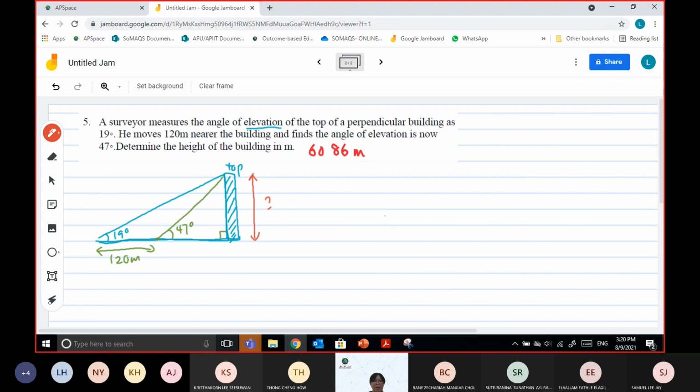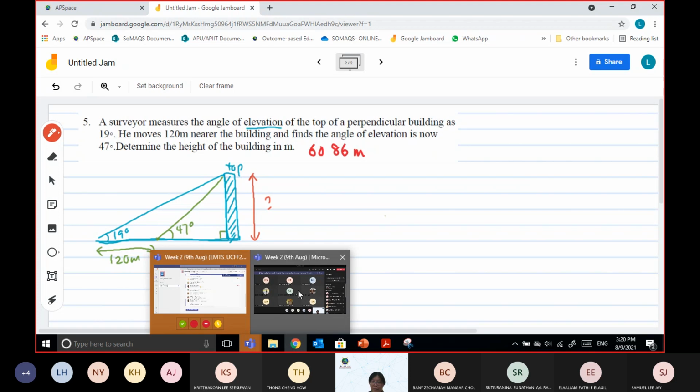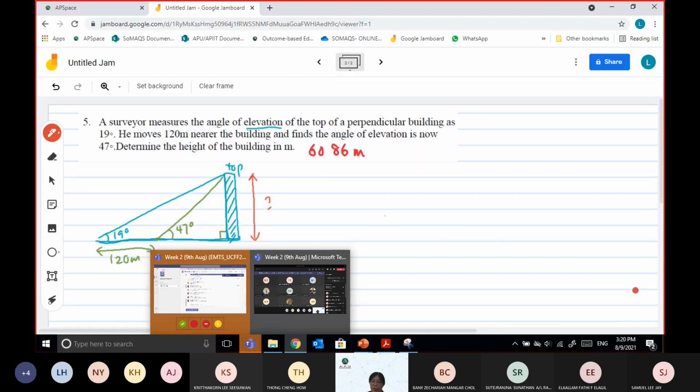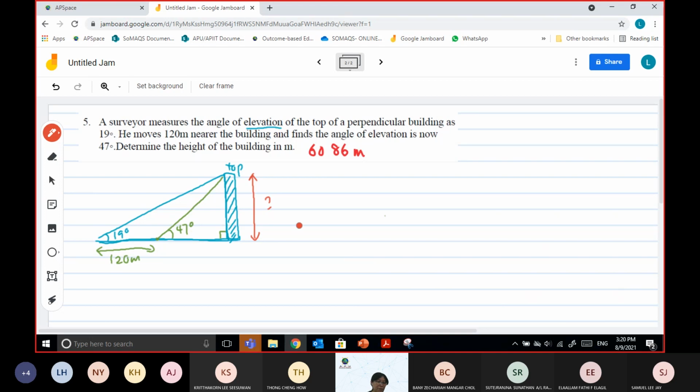Or can anyone share the solution for this question? Can we have the next student? Junho, have you done this question, number 5? Junho, yes or no? Yes, okay, so please share your solution. Can you snap a photo of your solution?